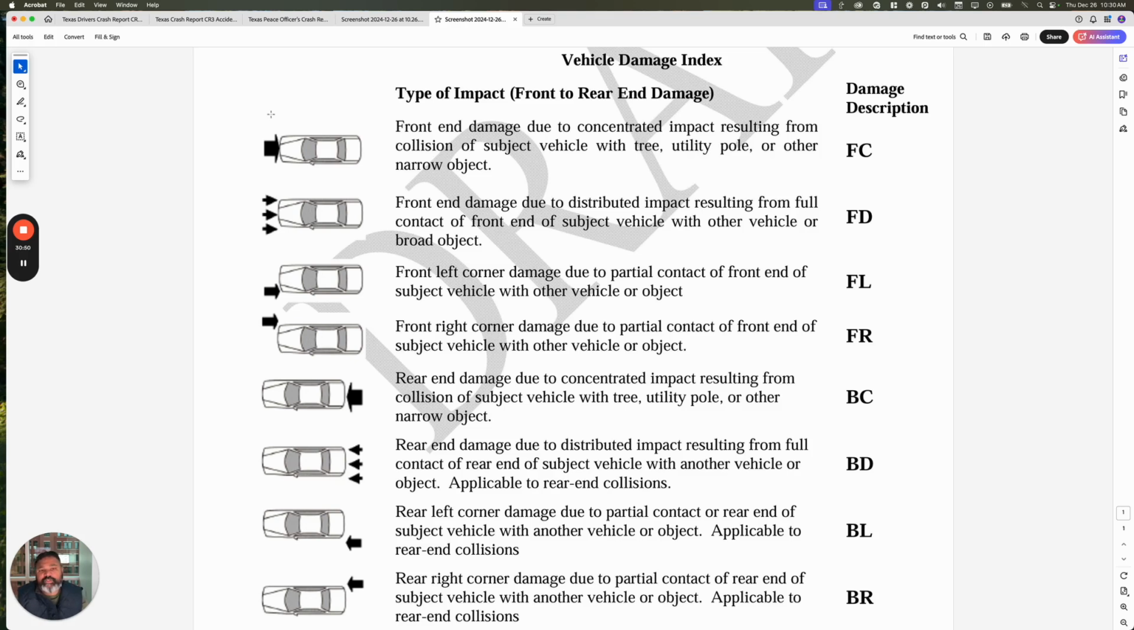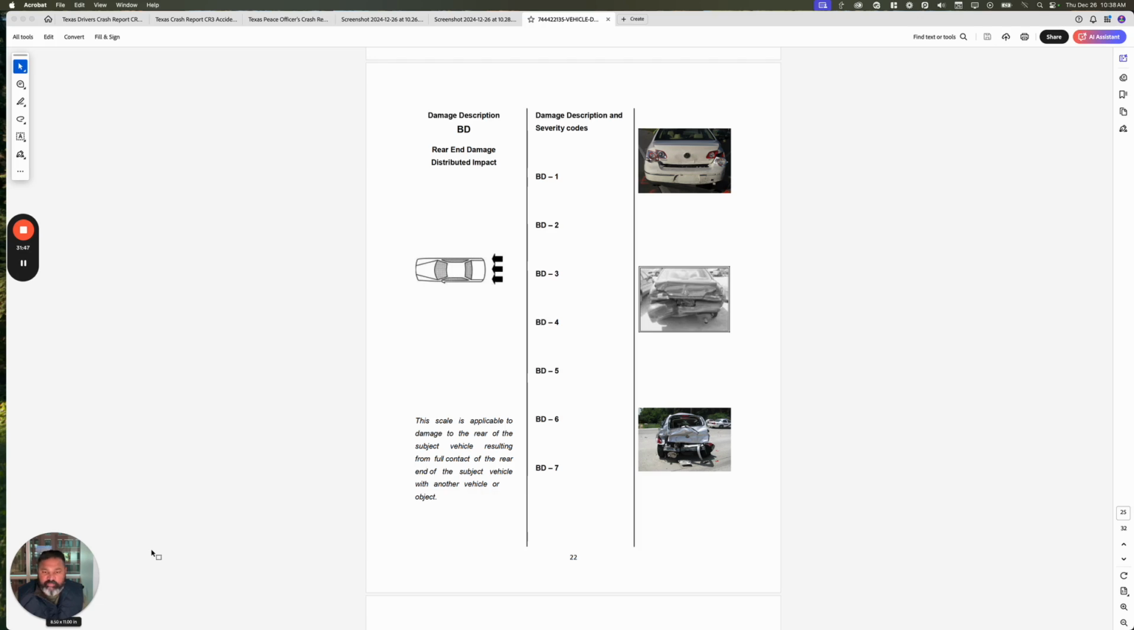This is a chart that's also not in the crash report code sheet, but it gives you more information where you can start to see that the damage is distinguished based on where the impact took place with the vehicle, and it's pretty specific. For that scale of 1 through 7, you'll see that officers are trained on what different levels of severity look like, so they have examples of what's a 1 all the way through what's a 7, 7 of course being the most severe.